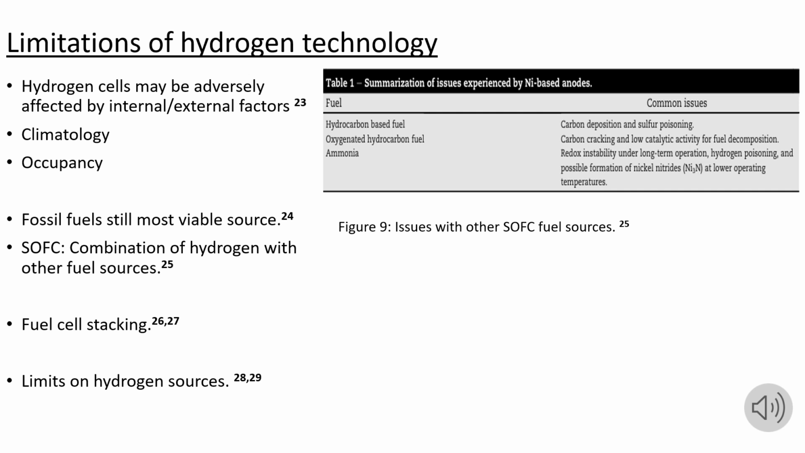The use of SOFC systems combine hydrogen cells with other fuel sources, however, this does bring its own issues, see figure 9 on the screen. Hydrogen fuel cells may also become more efficient through the use of fuel cell stacking. However, this has proven difficult to achieve as whilst new technologies are being developed, they have yet to be fully tested and implemented.